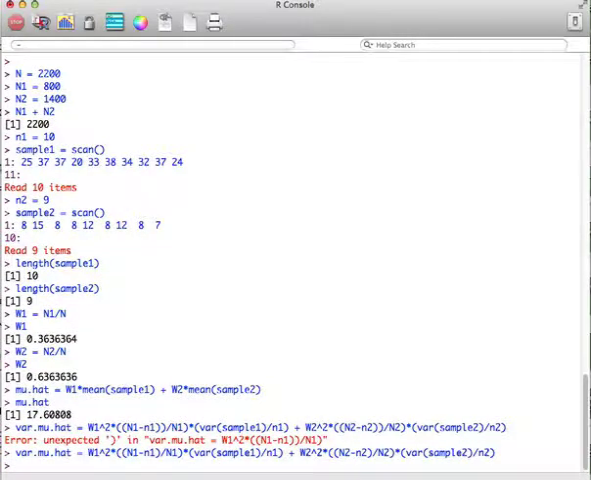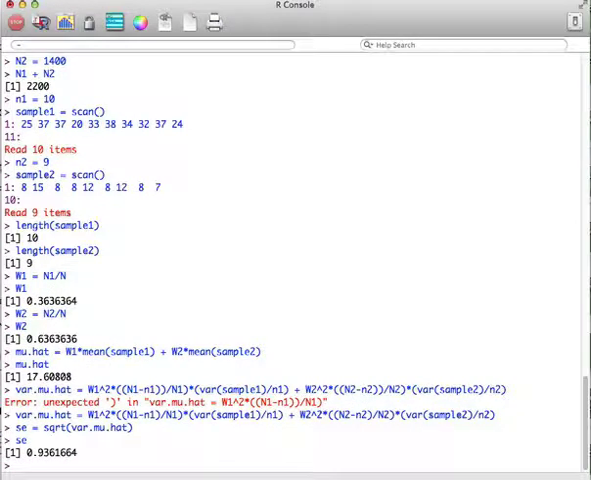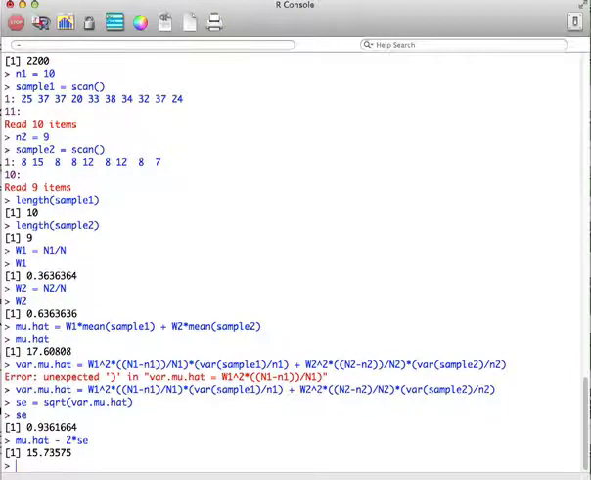Now, I could look at the variance of mu hat, but I'd rather look at the standard error, which is the square root of the variance of mu hat. Standard error is about 0.93. Whoa, out of 17.6? That's not bad. Okay. So our confidence interval, I'll just compute each part of it, is going to be mu hat minus 2 standard errors. So this is the classical one, and then mu hat plus 2 standard errors.